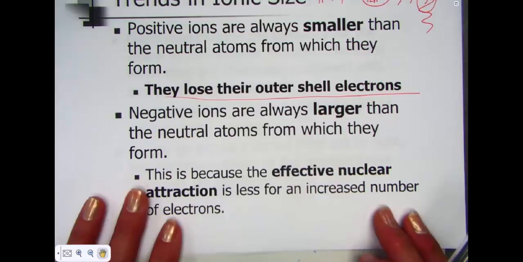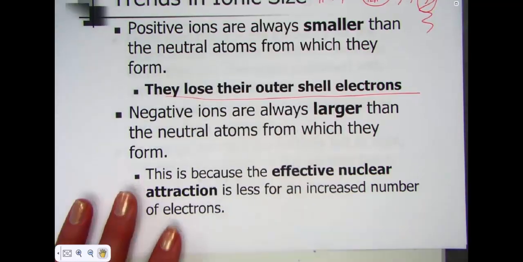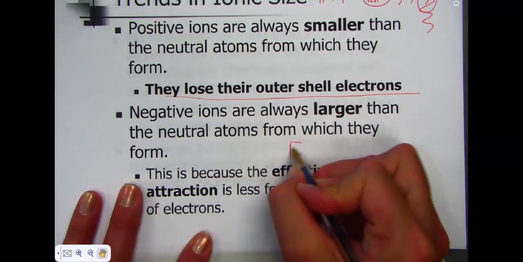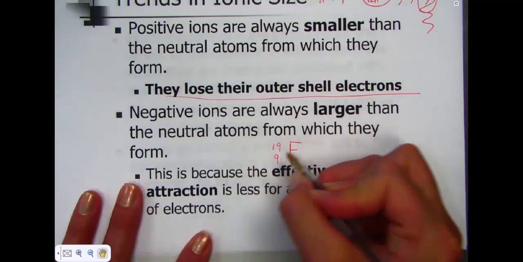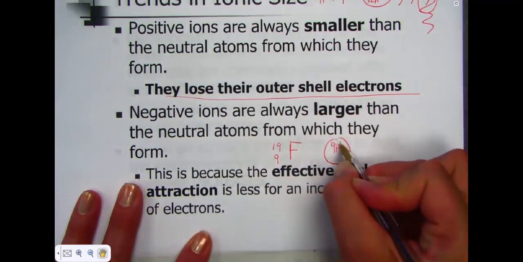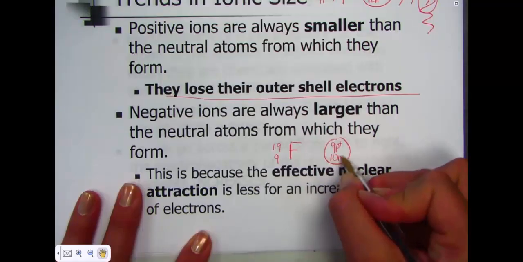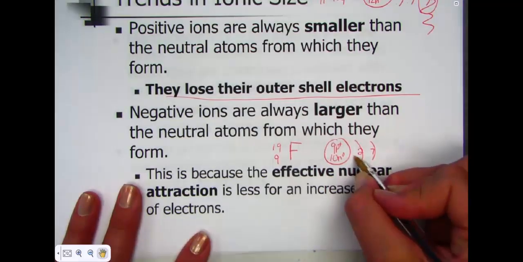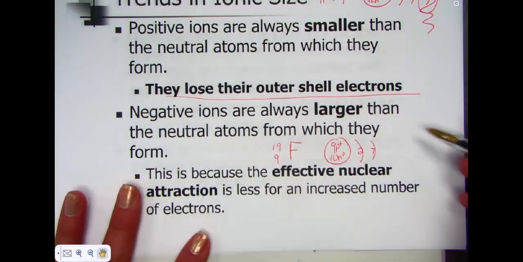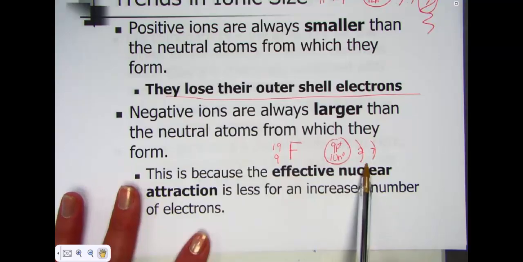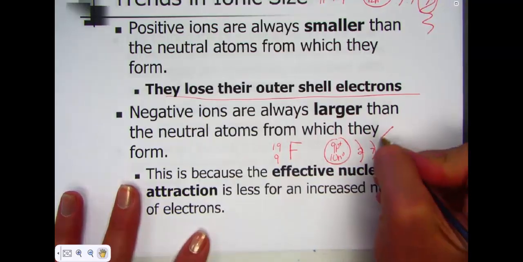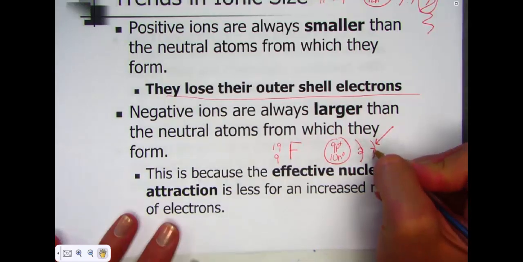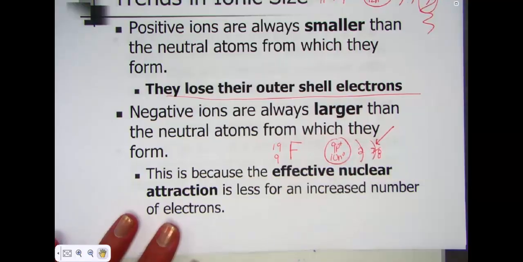Let's do the opposite trend. Negative ions are always larger than their neutral atoms from which they form. Let's take a simple fluorine. Fluorine with 9 positive protons, 10 neutral neutrons. The parent atom would arrange that as 2 electrons in the first energy level, 7 more in the second energy level. 1s2, 2s2, 2p5. If I take in an extra electron, which it wants to do to fill its outer shell, it goes from 7 to 8 electrons.